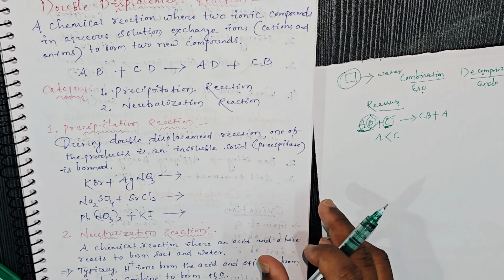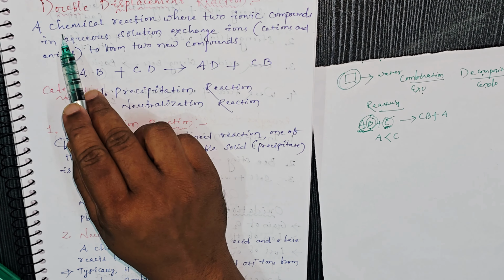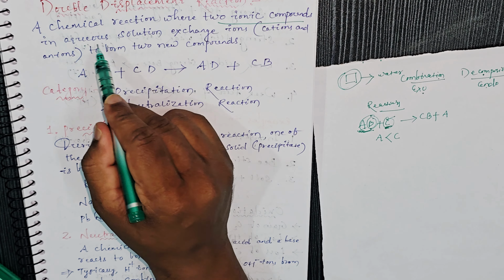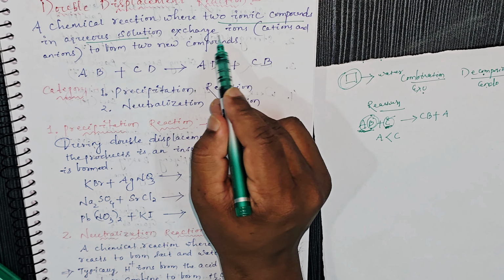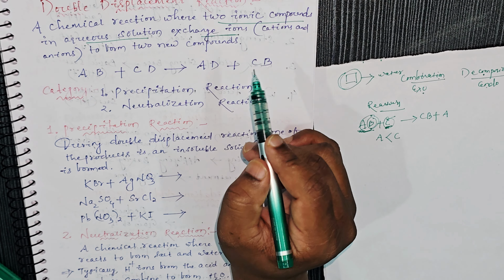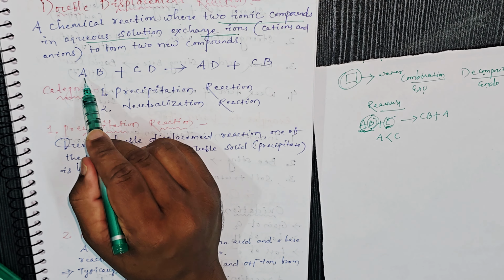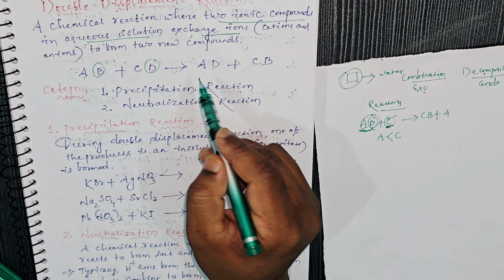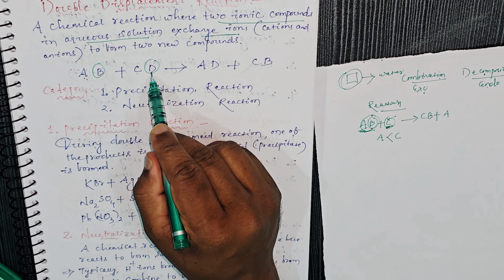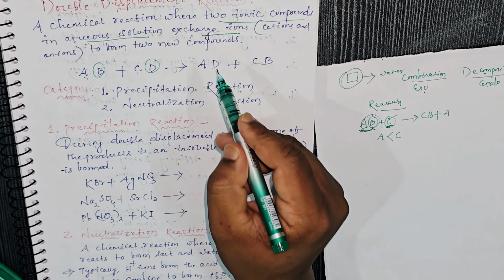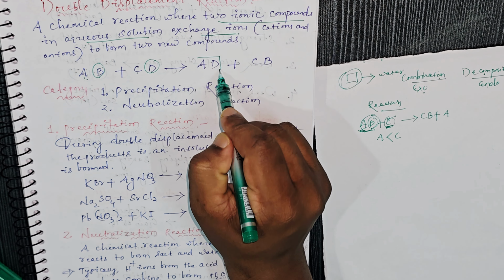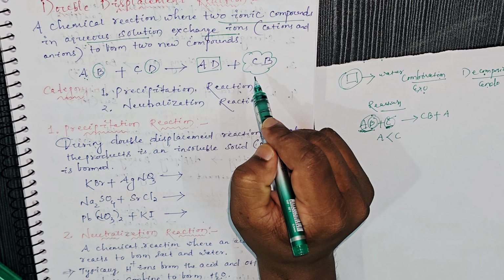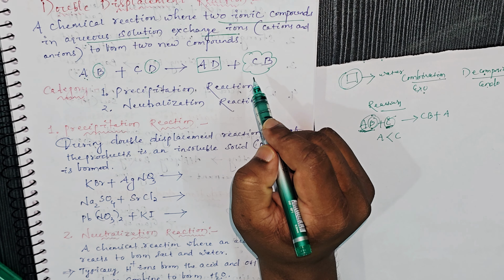Now coming to double displacement reaction. A chemical reaction where two ionic compounds in aqueous solution exchange ions. What they will do? Exchange ions. Let's say A is with B, C is with D. So what just happened? A takes over to D and C takes over to B. So new compounds will be formed, that is AD and CB. This kind of reaction is called double displacement reaction.